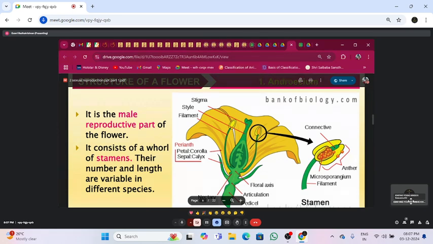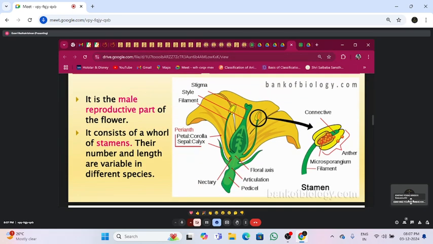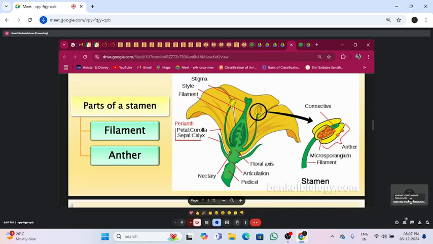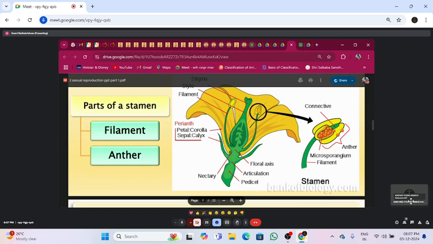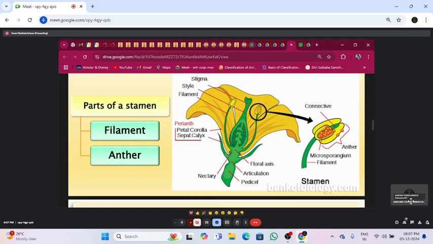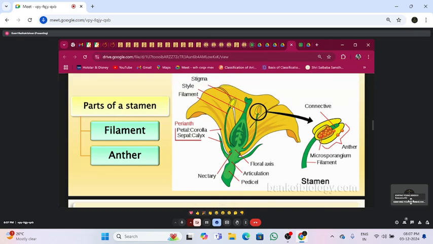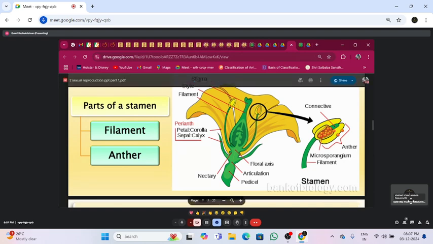Now, this stamen consists of filament and anther. What are the parts of the stamen? It has filament and anther. Filament is this long stick-like thing. You can see it here. Are you able to see my cursor? I'm showing it with the cursor. This green color stick-like thing is the filament, and the tip is the anther.